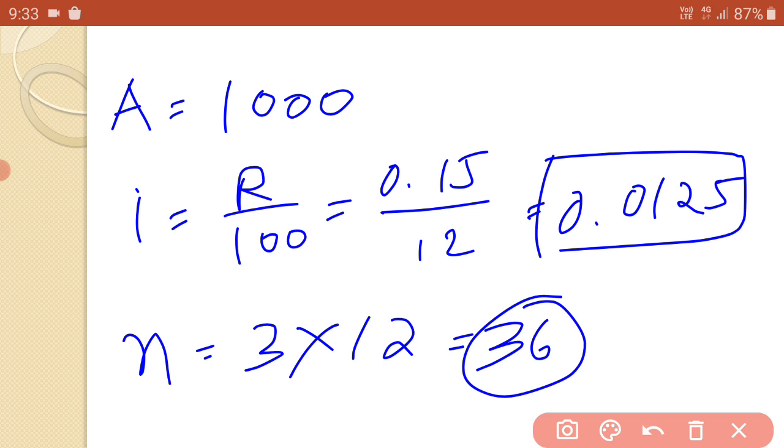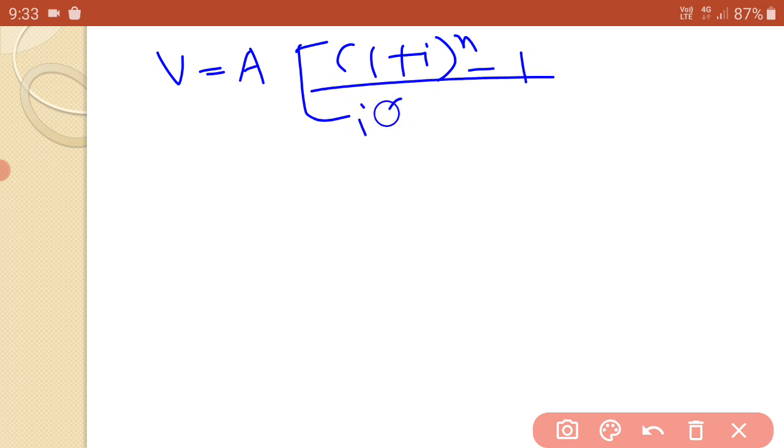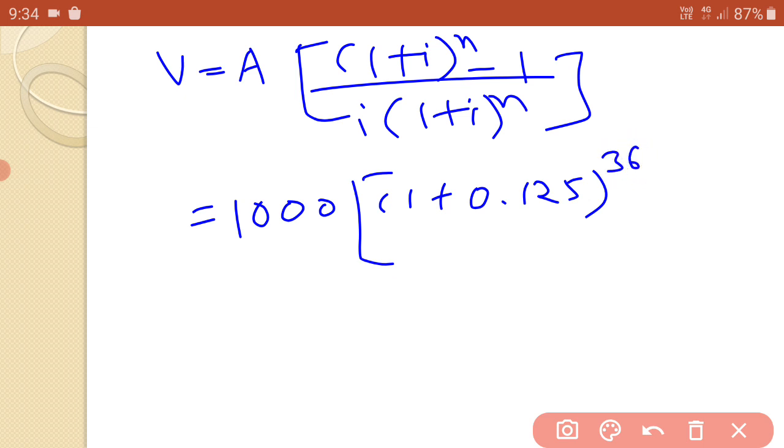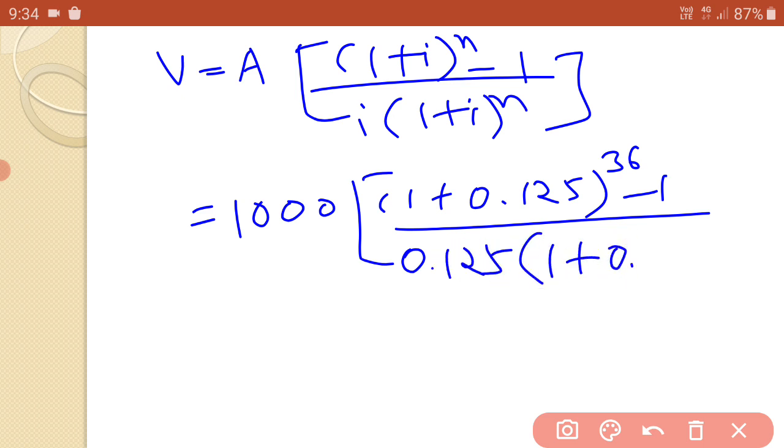After that, we are using the formula V is equal to A into the bracket 1 plus I raised to n minus 1 upon I into bracket 1 plus I raised to n. This is the main formula. Here A is equal to 1000, 1 plus 0.125 raised to 36 minus 1 upon 0.125 into bracket 1 plus 0.125 raised to 36.